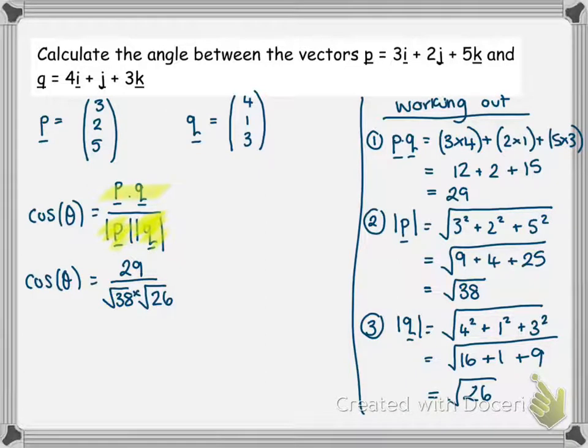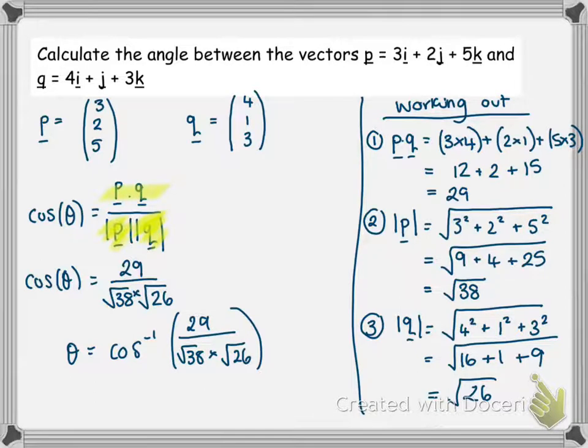Couple of options here. You can work out what 29 divided by root 38 times root 26 is and then do cos inverse, but your calculator will allow you to do cos inverse of all of that. So it's entirely up to you what strategy you want to employ in your calculator. I tend to just go straight to this step in the calculator because I get the most exact answer out of it. So when I do that, to 1 decimal place, I'm going to get 22.7 degrees. So that's to 1 decimal place.